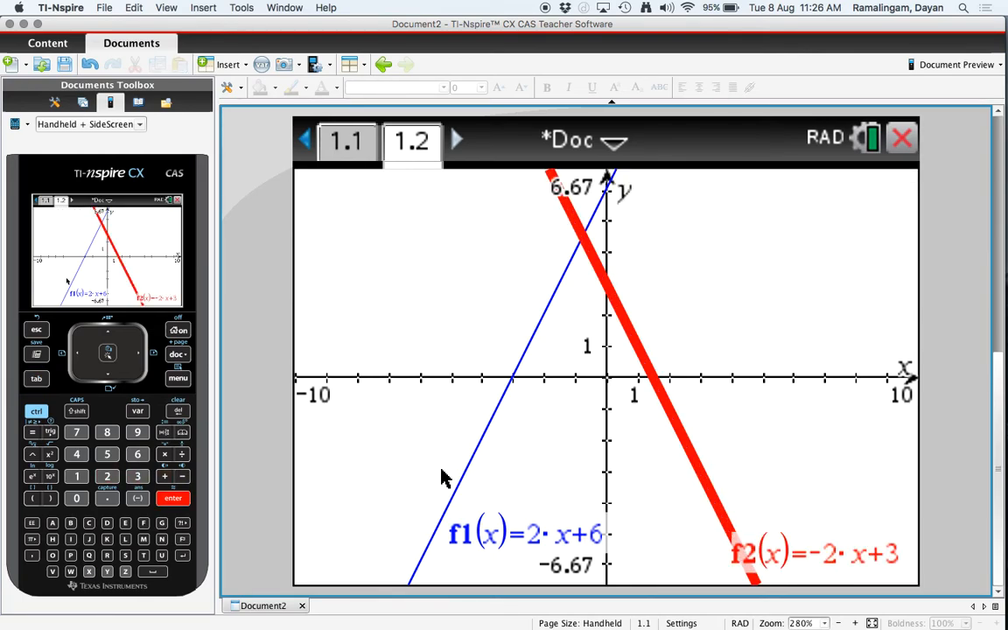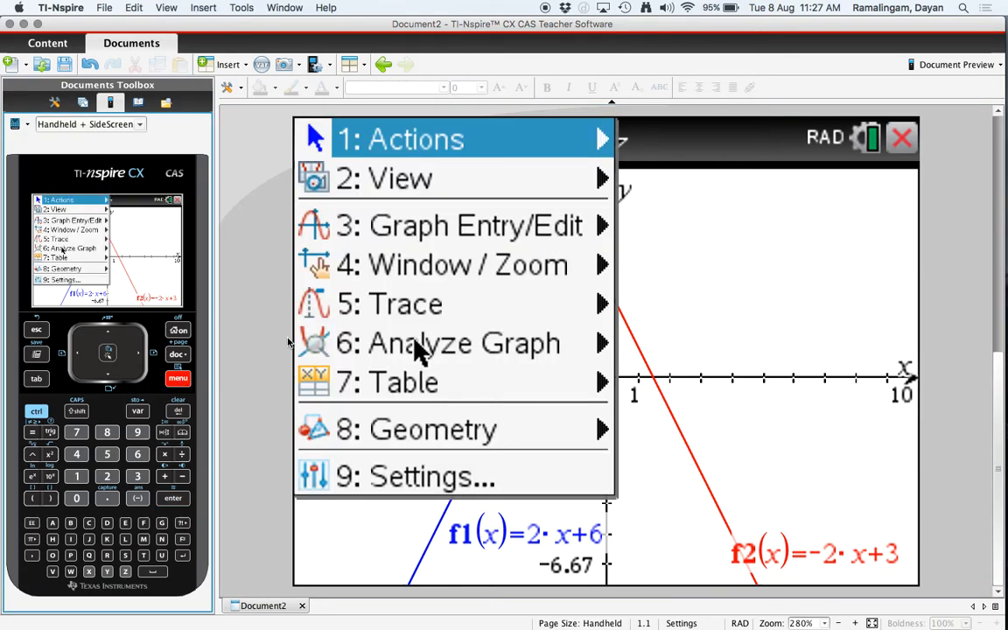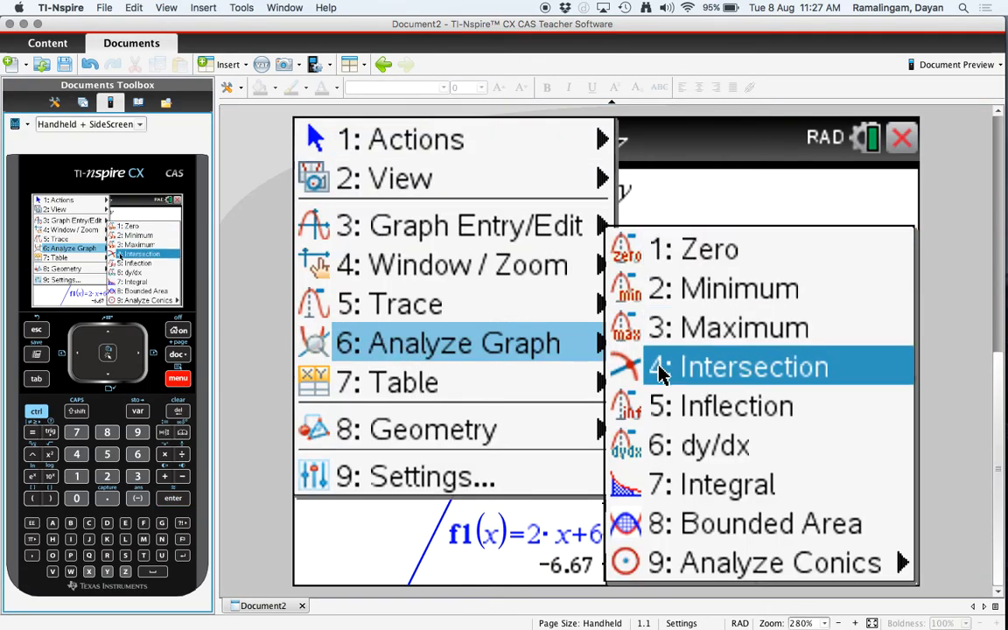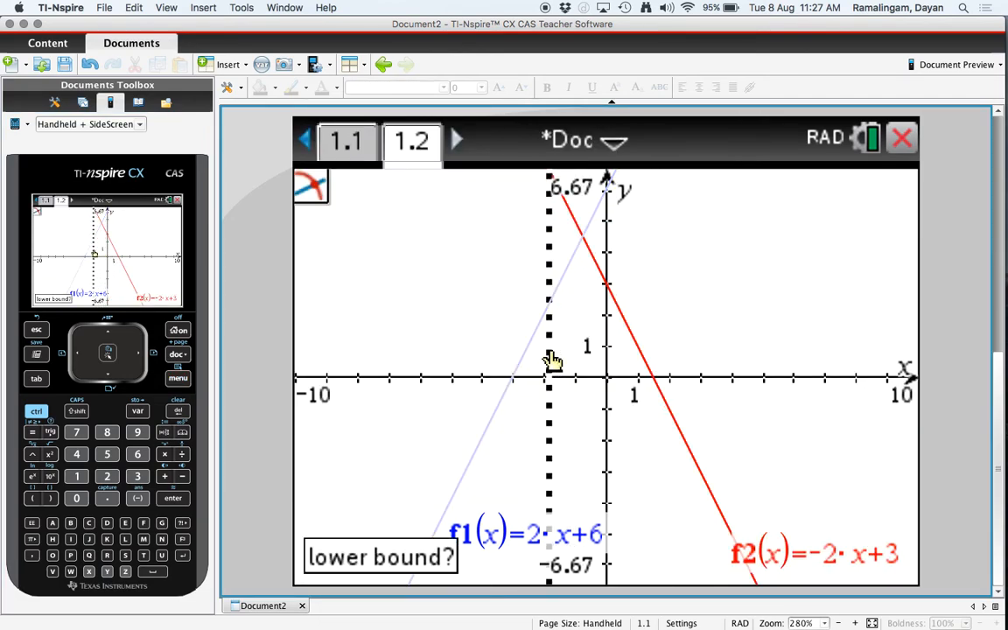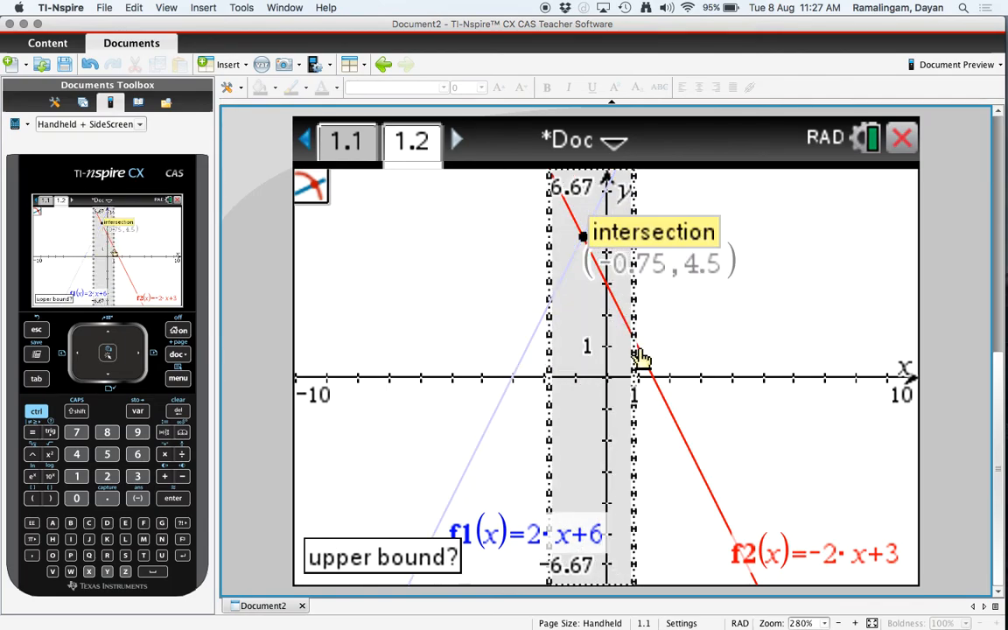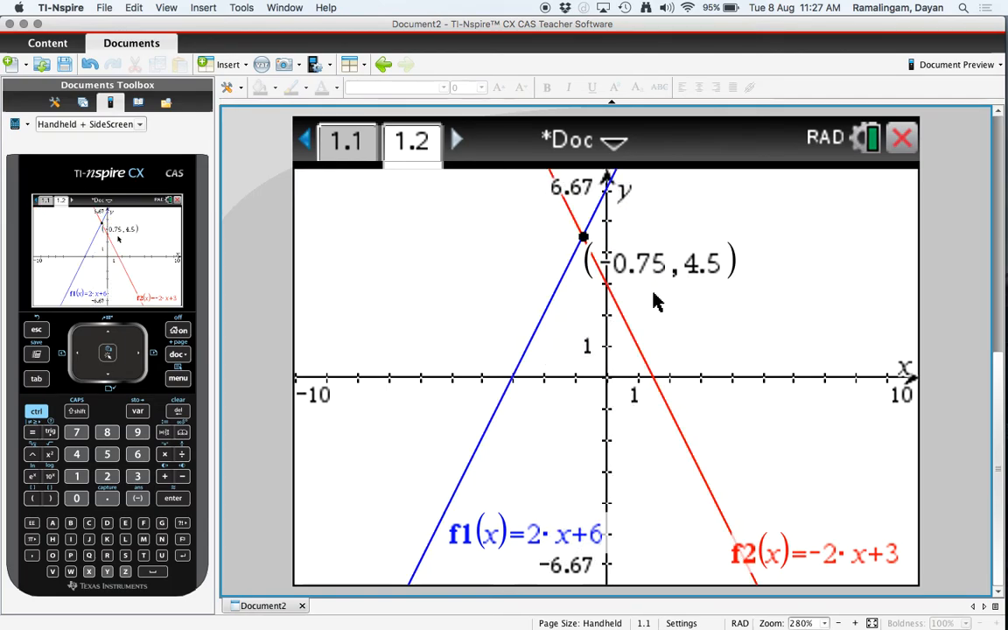There it is. Right? Now, of course, that doesn't tell you what the point is. So you go into menu, analyze graph, and look for intersection. And then it asks you to nominate a region. Click on the left, click on the right, and it gives you the same answer, but this time in terms of a coordinate. Now, the upside of this method is that you can see what's happening. Yeah? That's about it. The downside of the method is you got to get everything in terms of y.